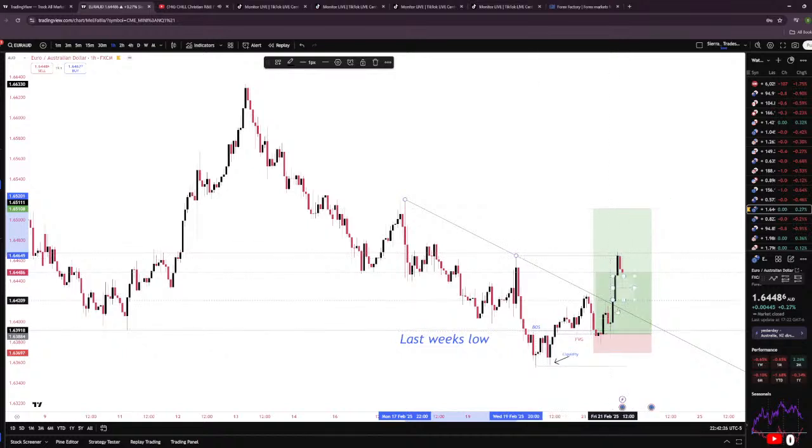Yeah, most definitely want to see price pull back and retest this fair value gap here, and then we can get in. I'm going to be looking out for this next week.